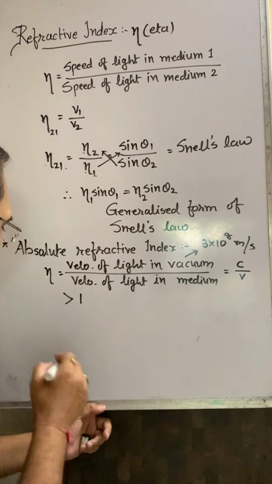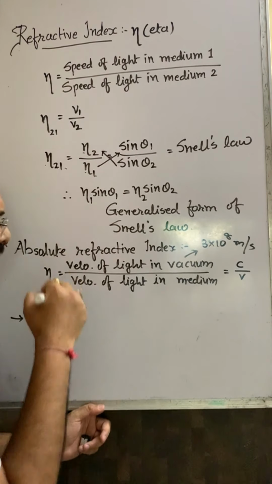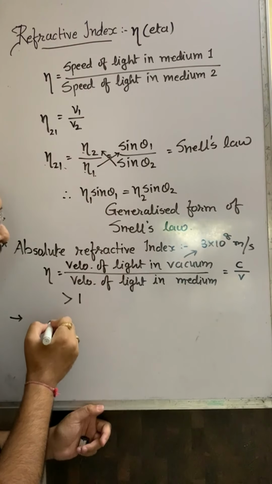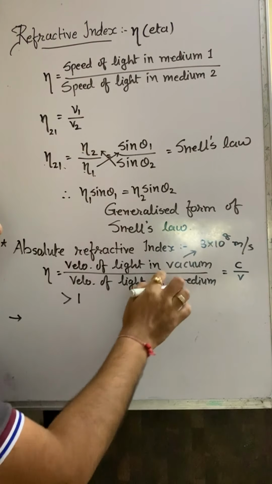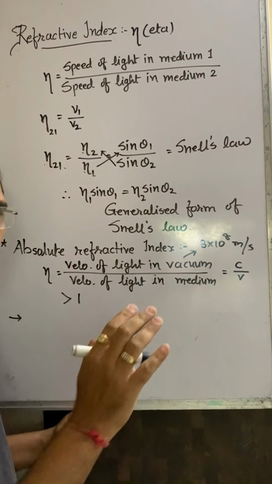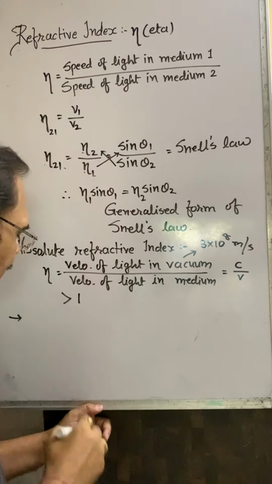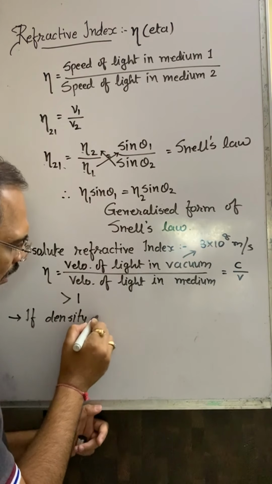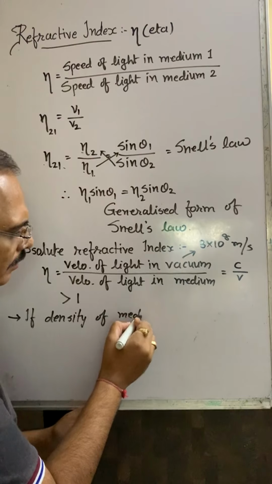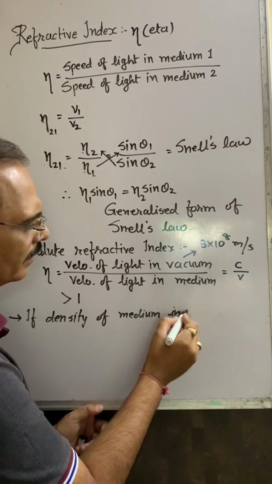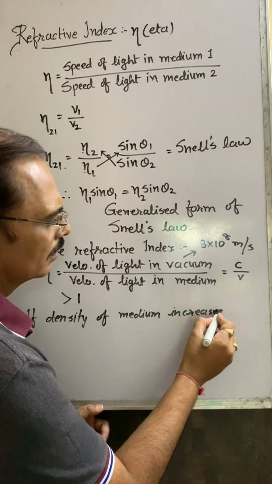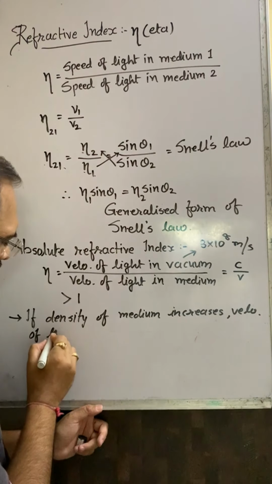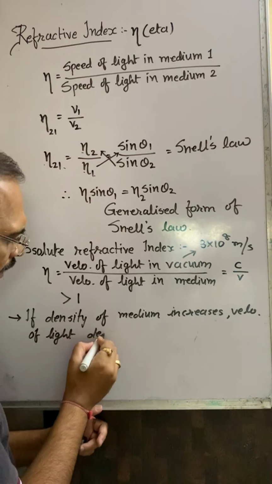Is it okay? Remember what I told you just before: the velocity of light is highest in vacuum because vacuum has very negligible density. So if the density of the medium increases, the velocity of light decreases.